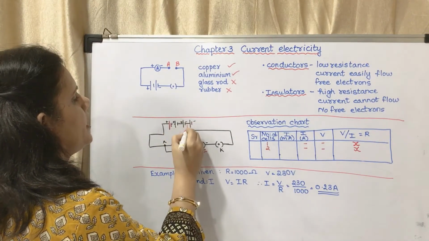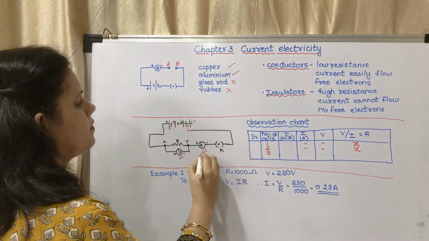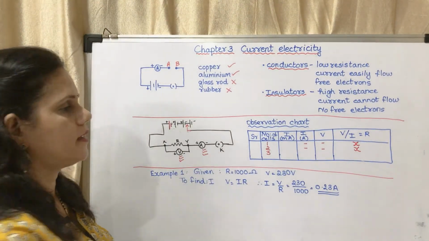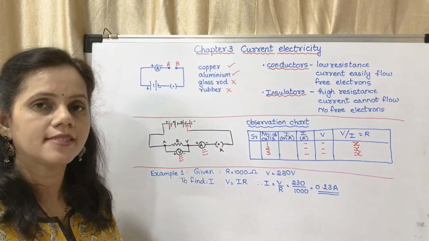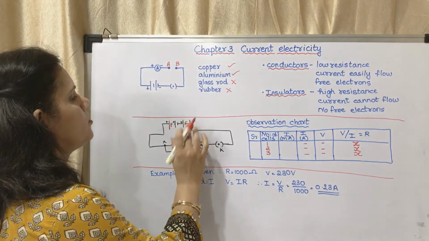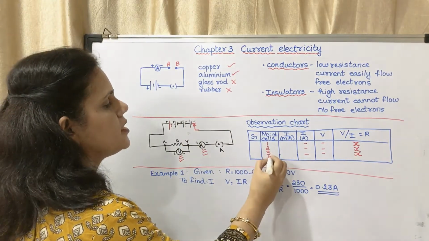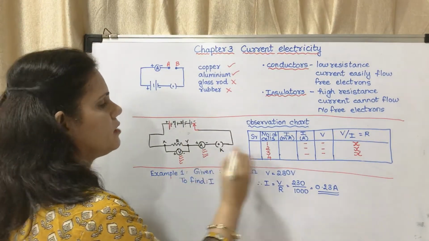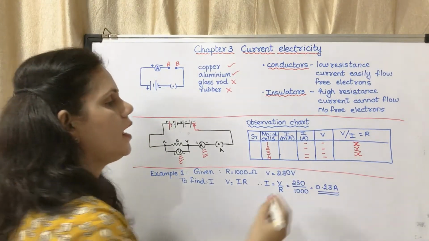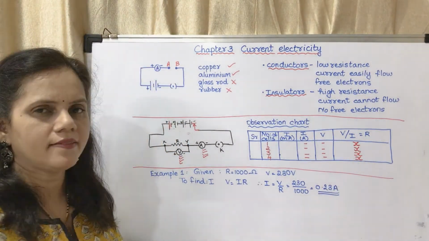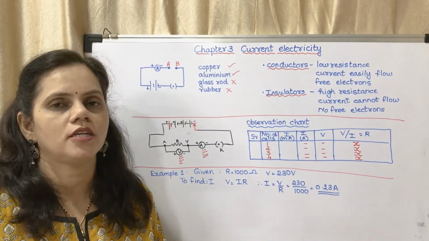In the next case, you have to connect 3 cells. After connecting 3 cells, you take the ammeter reading and the voltmeter reading, and you may find that again the value is the same. After that you connect it here, and then you have connected 4 cells. You take both readings and calculate V upon I. You will get the same value. Point-wise differences might be there, but the value will be the same. That is Ohm's law.